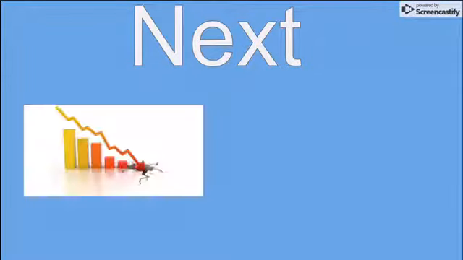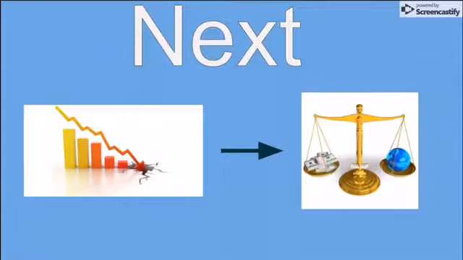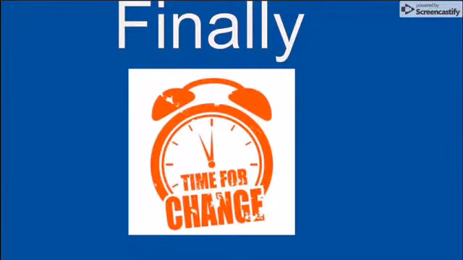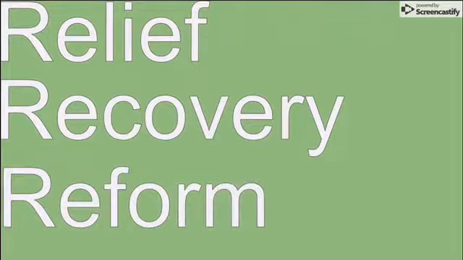Next, he wanted the economy to recover to its normal levels. Finally, he wished to reform the financial system so that an economic depression would not happen again. Relief, recovery, and reform became known as the 3 R's.